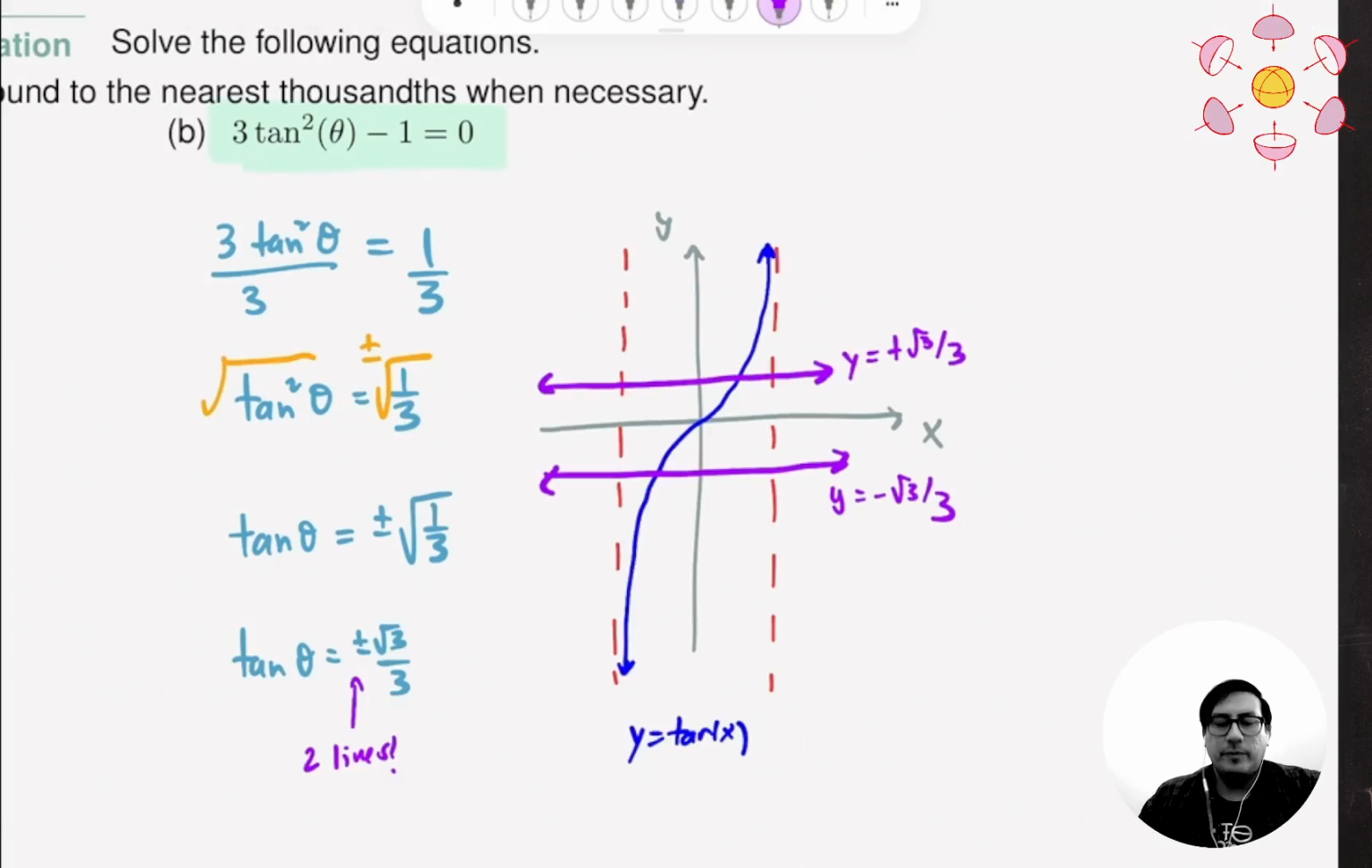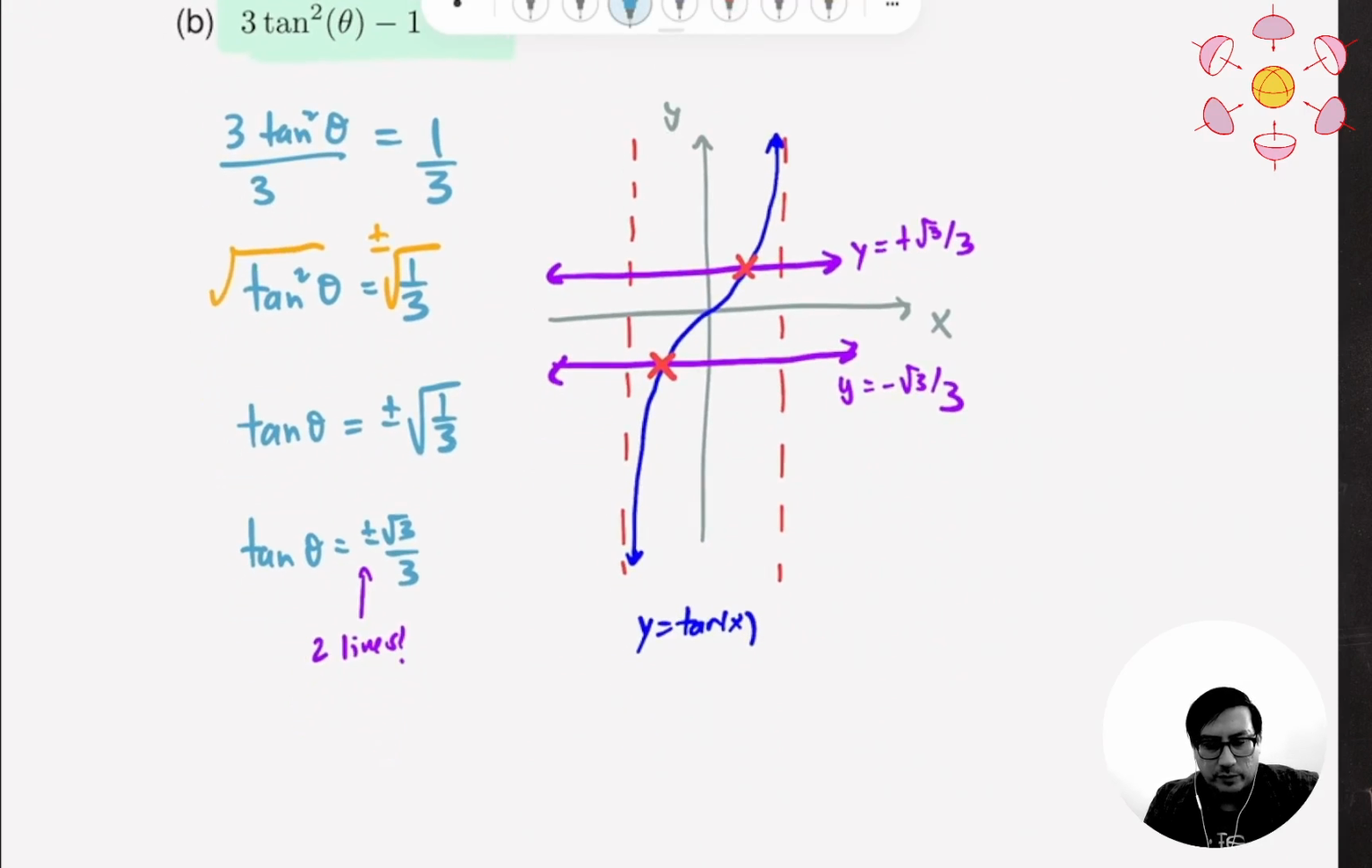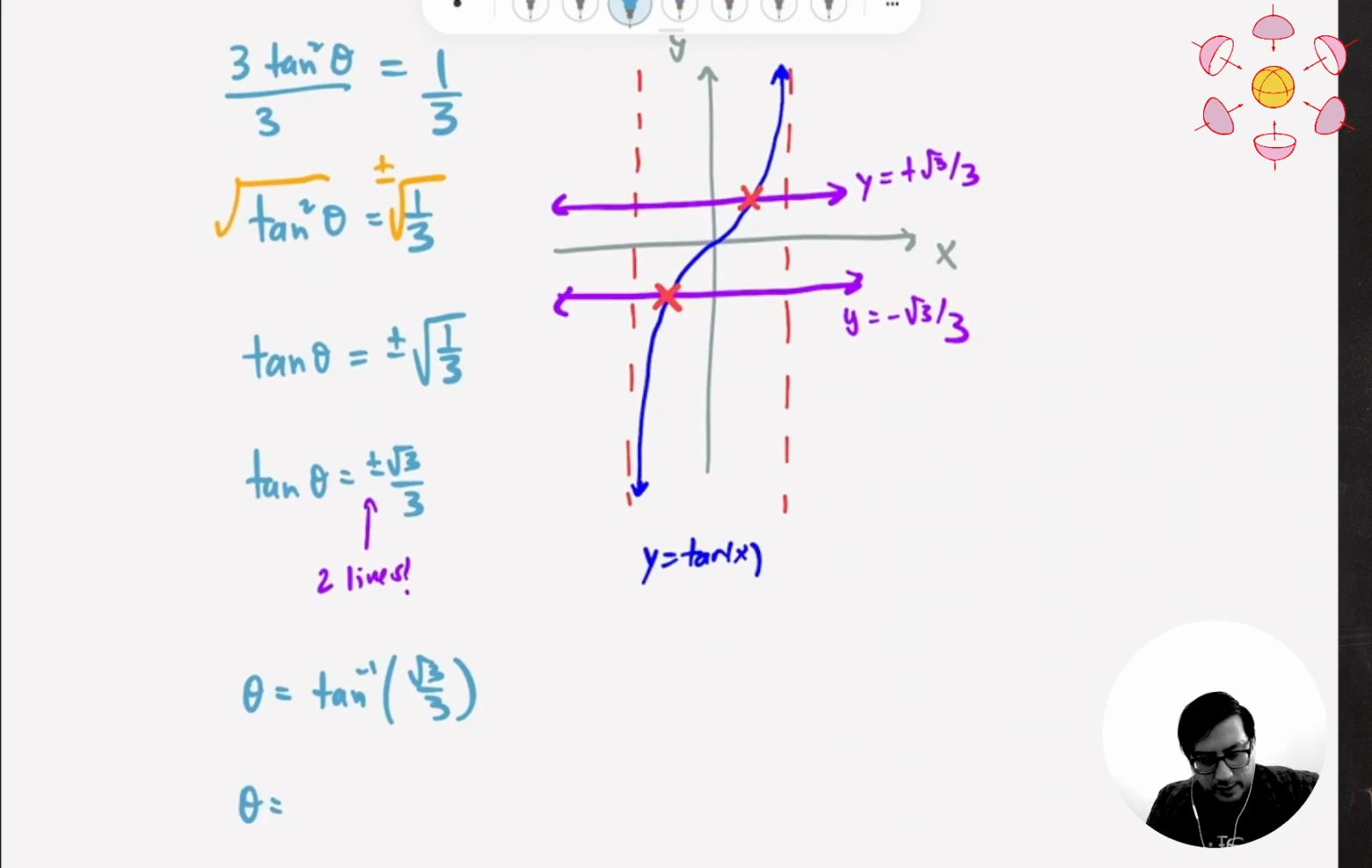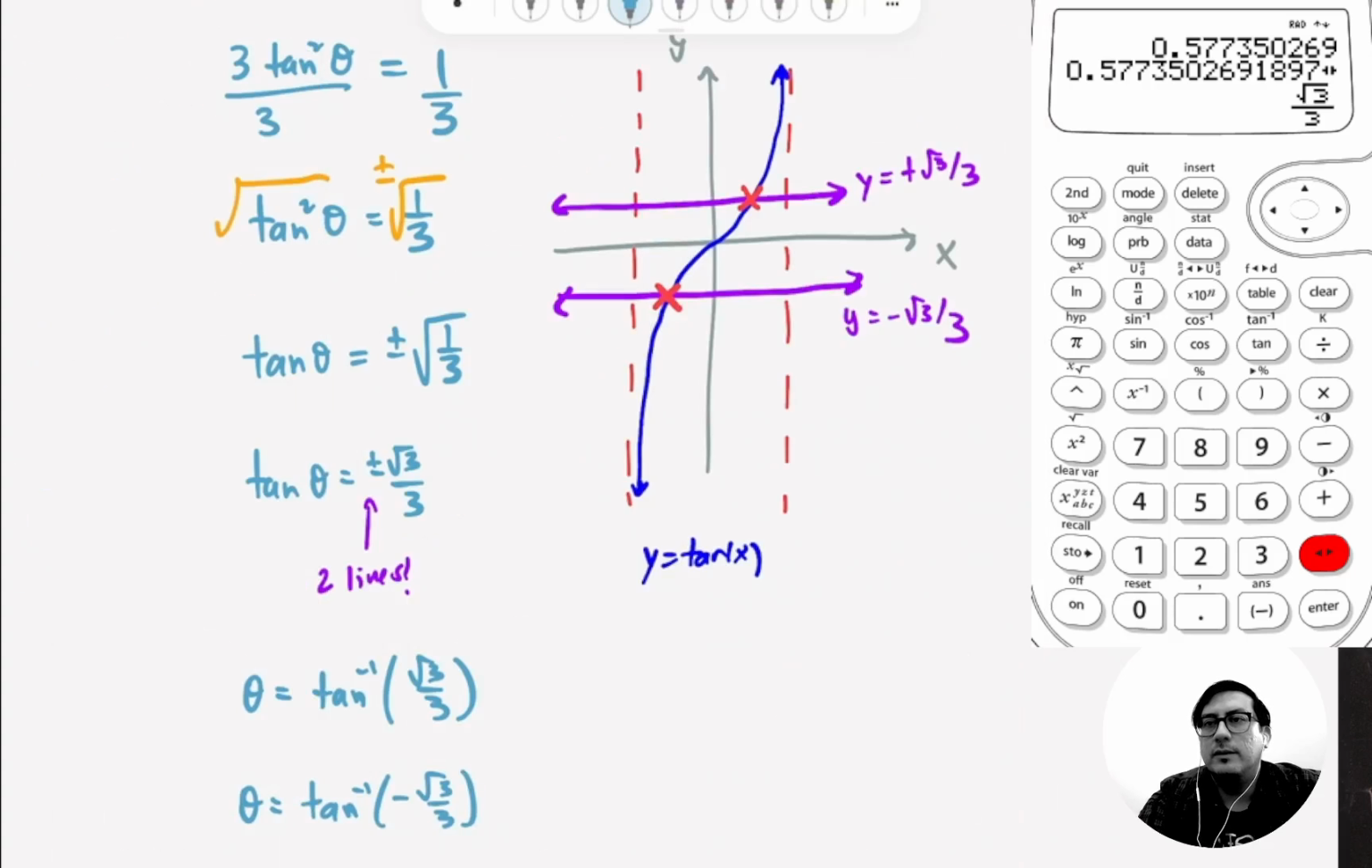Okay, so from here you can see that we've got two solutions that we need to solve for. For this one, we're going to write it as theta equals tangent inverse of root 3 over 3 for one of them. And then theta is equal to tangent inverse of negative root 3 over 3. We should be able to get two different values on our calculator for this, and those are going to be the solutions that we seek.